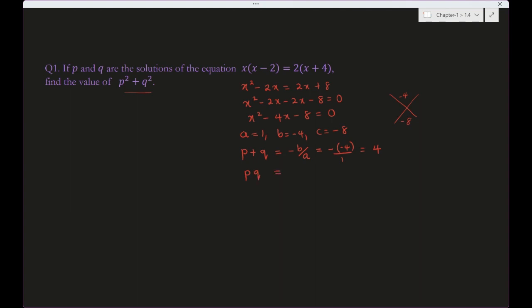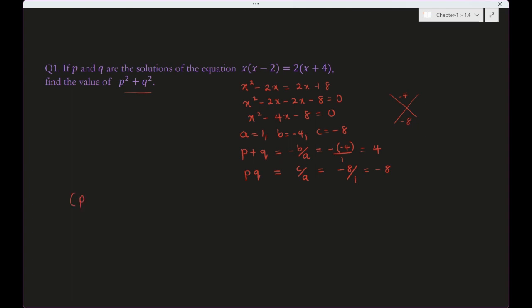And we can get the product also. P times Q is given by C over A. And what is C? C is minus 8 over A, which is 1. And this will give us minus 8. Okay. So what next? We're looking for this one.